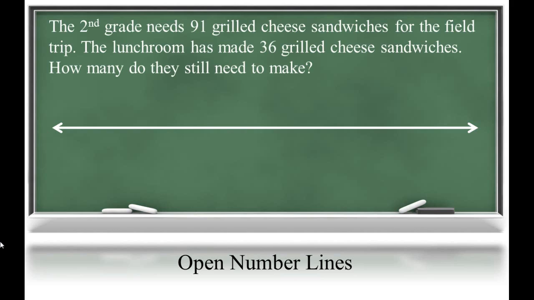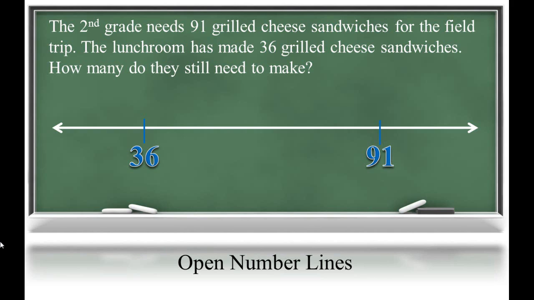The second grade needs 91 grilled cheese sandwiches for the field trip. The lunchroom has made 36 grilled cheese sandwiches. How many sandwiches do they still need to make? To organize thinking, a student might place the 91 sandwiches needed on the open number line, as well as the 36 sandwiches already made. Some students will solve this problem by counting up from 36 to 91.